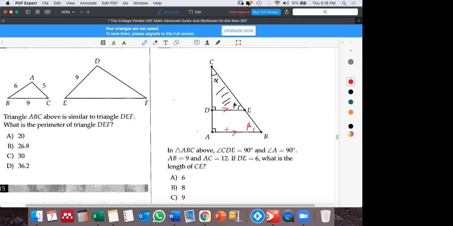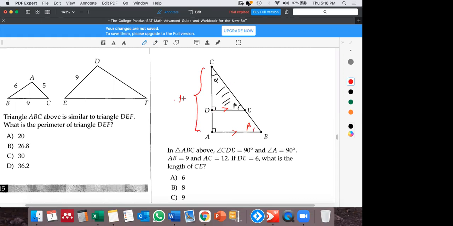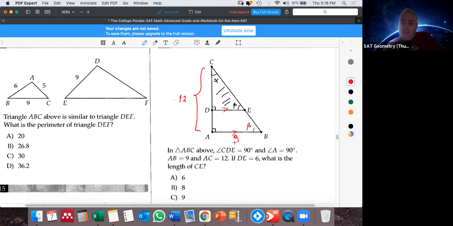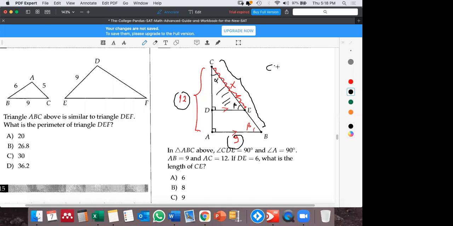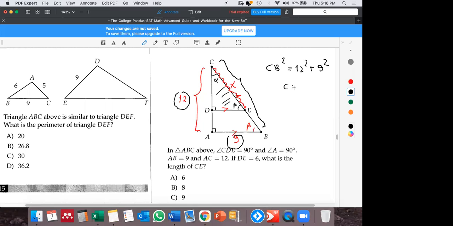Now the question says that this is 12, this is 9, and this part is x. Now I am asking you, if one side is 12, the other side is 9, and it's 90 degrees, what will this big side be? Do you remember any rule? Pythagorean theorem? Yes, sir, A squared plus B squared equals C squared, which is 12 squared plus 9 squared, which is 15.